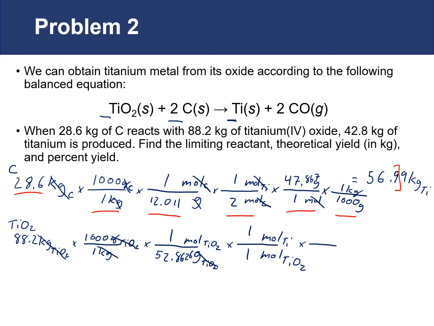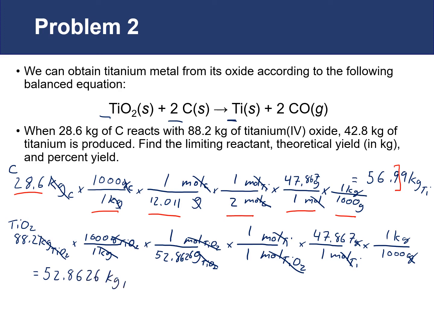We can then multiply this by our molecular weight, 47.867 grams per 1 mole of titanium. Our moles of titanium 4 oxide and moles of titanium cancel out. We want it in kilograms, so we now need to multiply this by 1 kilogram is 1,000 grams. So the maximum amount of titanium that we could get from our titanium oxide would be equal to 52.8626 kilograms of titanium. If we compare our two numbers, we'll see that this second value is less than the first. In terms of significant figures, this one will also have 3 sig figs.